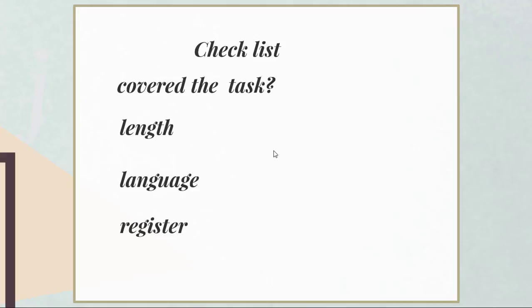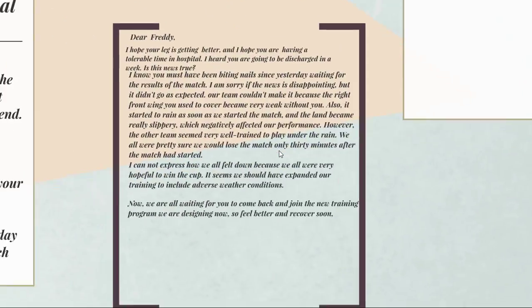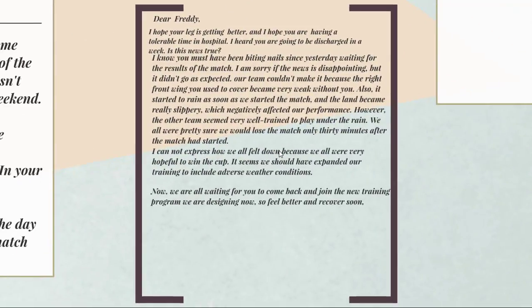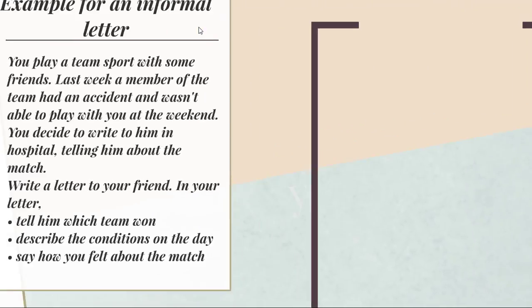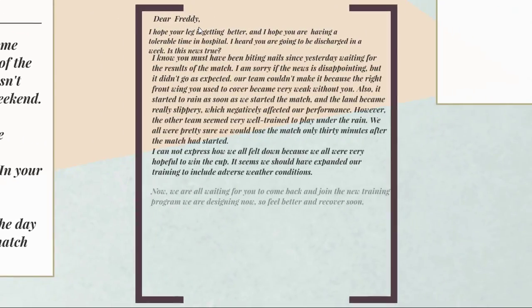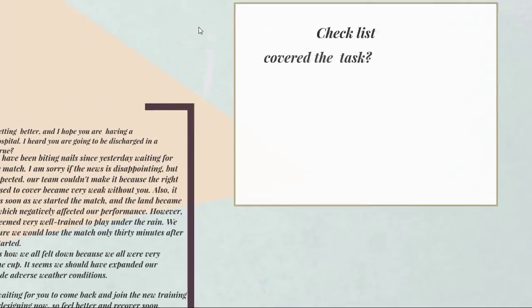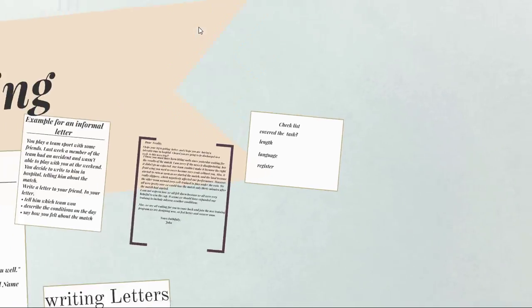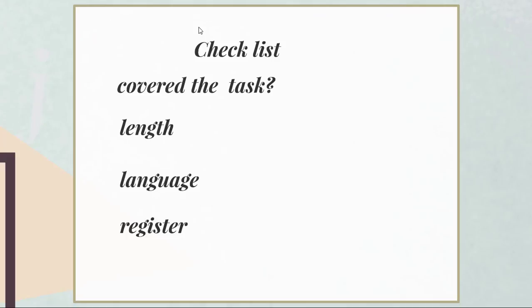And then register. What do we mean by register? Is it formal or informal? Here we are addressing a friend. We are addressing someone you're playing with. So, for example, his name is Frederick. So I called him Freddy. Okay? And the kind of language seems pretty informal, which is acceptable in this piece of writing. So I think the checklist here is okay.